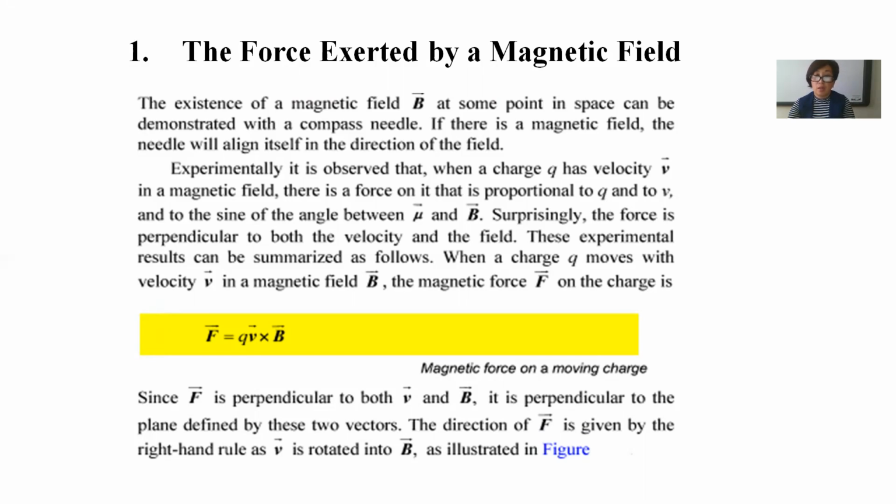These experimental results can be summarized as follows. When a charge moves with velocity v in a magnetic field, the magnetic force on the moving charge is the electric charge multiplied by the cross product of velocity and magnetic field. The force is perpendicular to both the velocity and the magnetic induction, perpendicular to the plane defined by the two vectors. The direction of the force is given by the right-hand rule, as the velocity is rotated into the magnetic field.